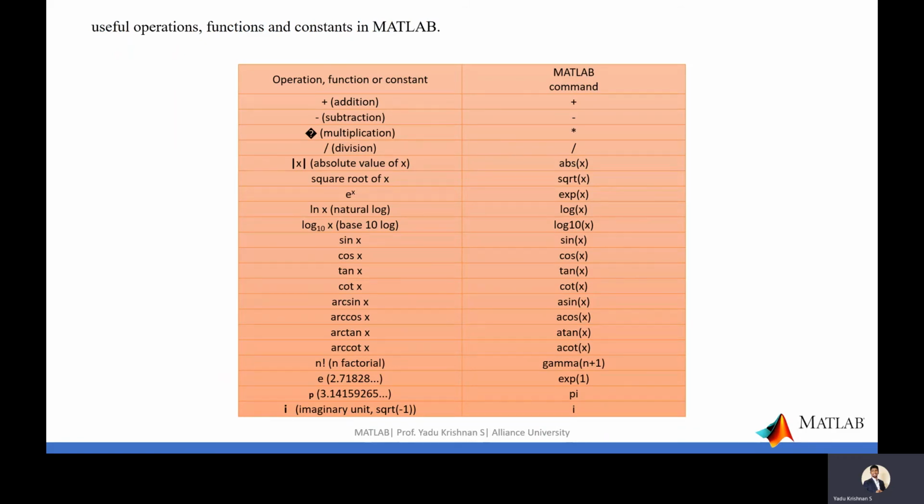So these are a few operations, functions, and constants used in MATLAB: addition, subtraction, multiplication. Multiplication is a star. Division is the right-side backslash, we can say. And absolute value, if you want to find, that is abs. Square root is sqrt. And e raised to x, that is nothing but the exponential of x, that is exp(x). Ln of x, that is natural log, that is nothing but log(x). Directly write log(x). If your base is different, if the base is 10, then you have to write log10. So anyway, these are just a few things. You can just go through this one.